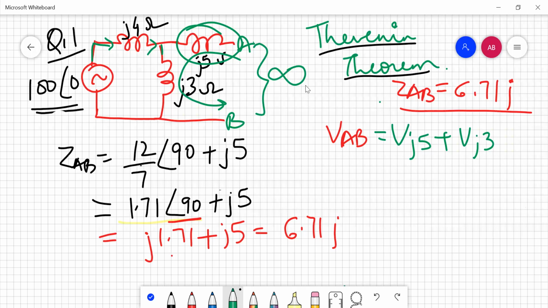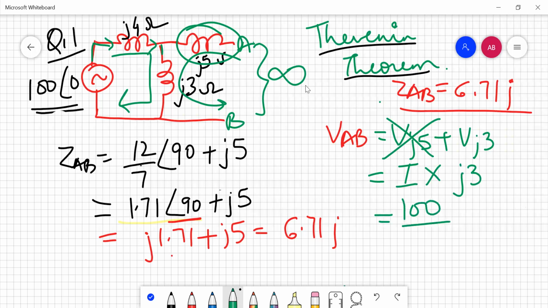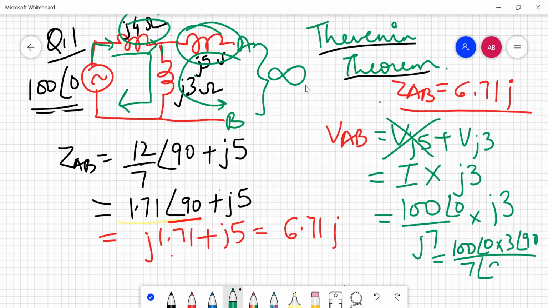So that gives rise to infinite resistance. So that means whatever current is going from here will go through J3 ohms only. So there will be no voltage drop across the J5 ohm. That means we only need to calculate the current in the J3 and multiply it by that. So this will come out to be total voltage divided by the sum of the two resistances, that is J4 and J3, that gives me J7, multiplied by J3. So let's convert it into the polar form. This becomes 100 angle 0, this becomes 3 angle 90 and this becomes 7 angle 90. So this gives me 300 divided by 7 as the VThevenin.